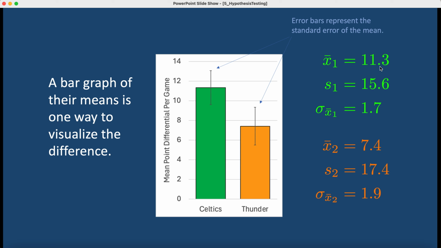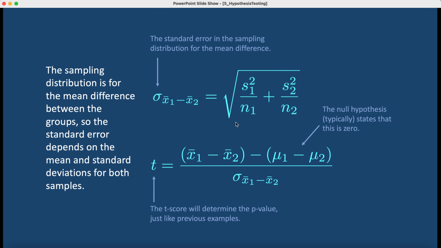We have the means, 11.3 and 7.4. The standard deviations in the samples, 15.6 for Boston. Oklahoma City was a little bit larger, as we could tell in the box plot, 17.4. And then their standard errors, 1.7 and 1.9. That's what's indicated by the error bars here. But that doesn't tell us the answer to the hypothesis test. We do need to do a little bit more calculation to see if there's a statistically significant difference there.